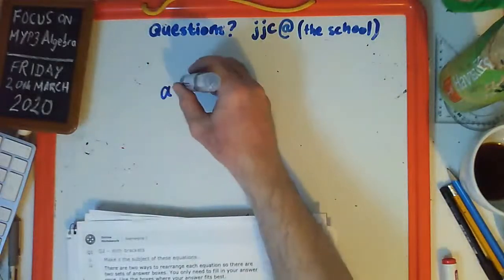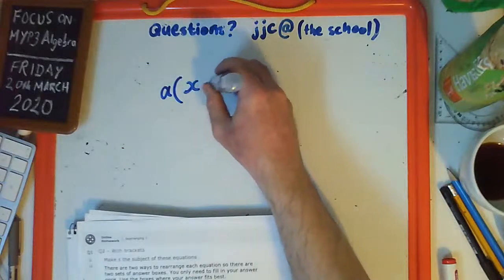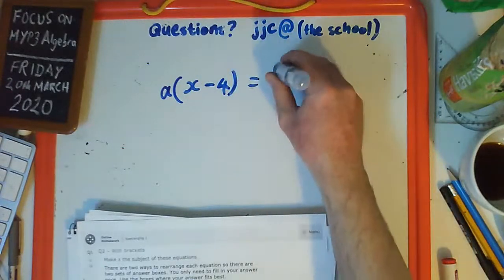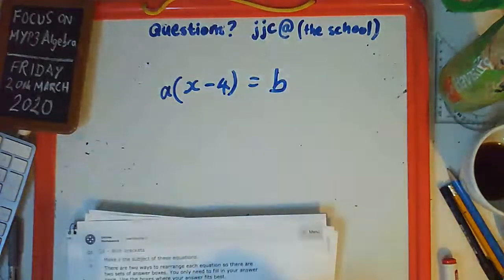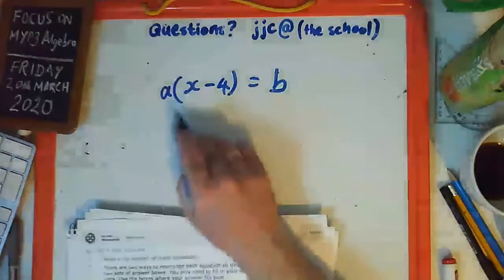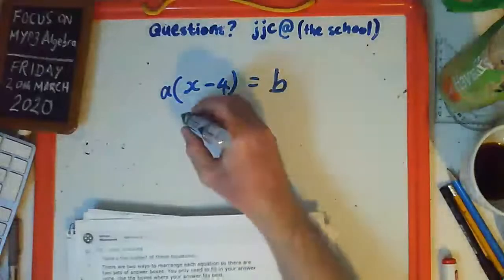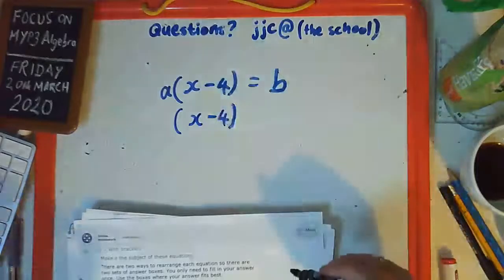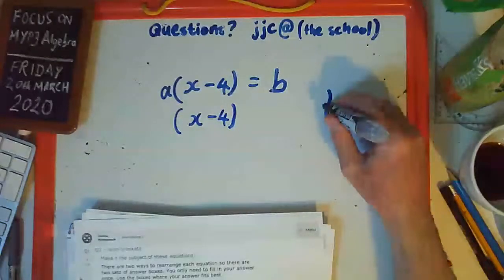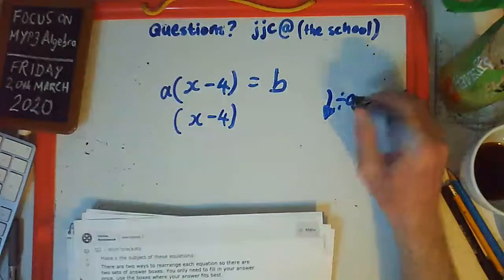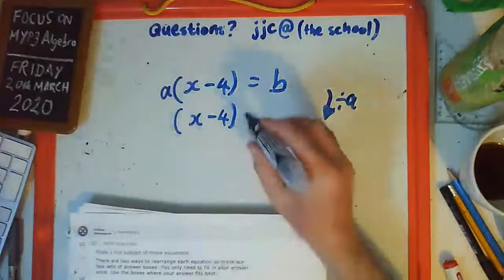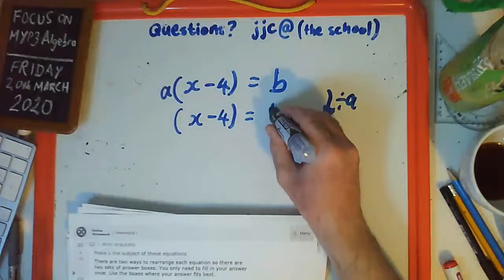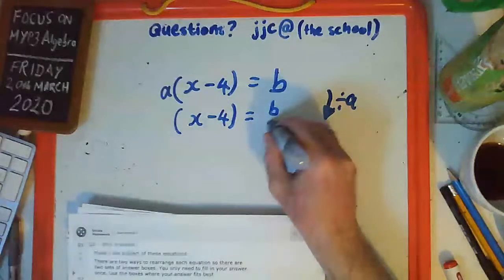Okay, so a brackets x minus 4 equals b. So remember, we're trying to rearrange this as x equals something with all the other letters. So I've got a times all this stuff in a bracket equals b. I'd quite like to have this stuff in a bracket all on its own because it's got the x in it. So I'm going to divide everything by a, and then I just get the bracket on its own. But because an equation is like a balance, I need to divide the other side by a as well.